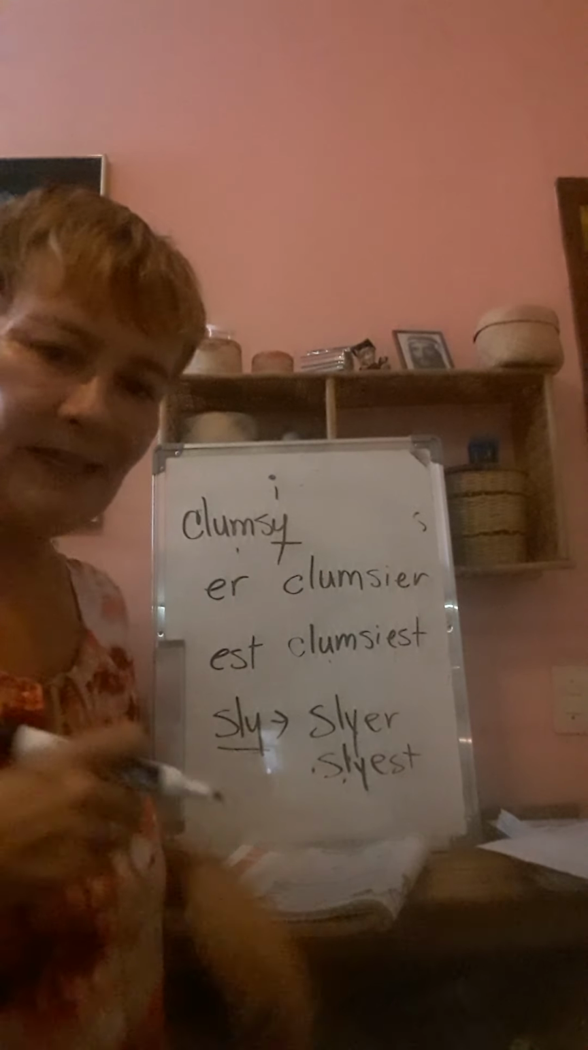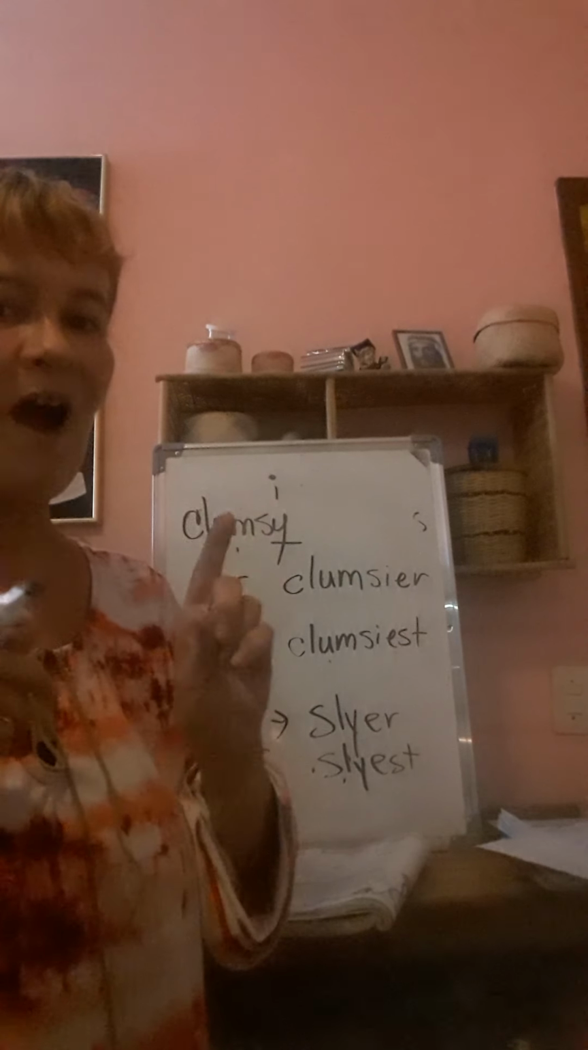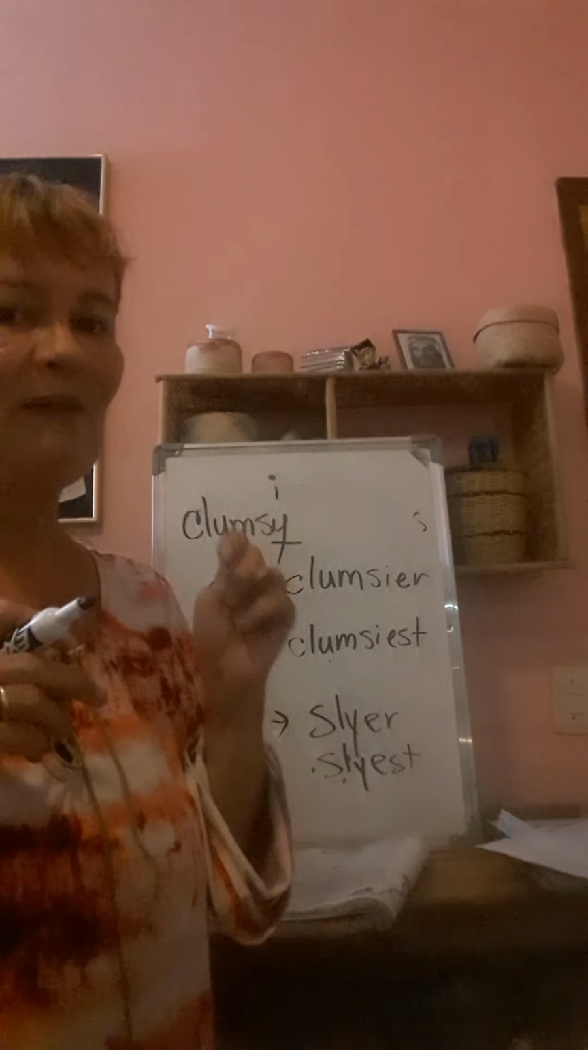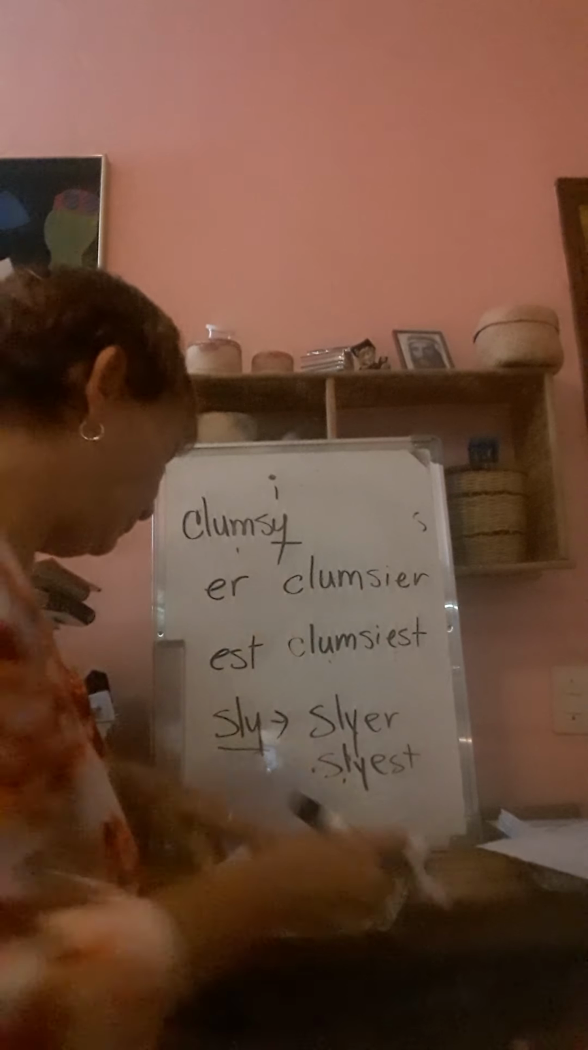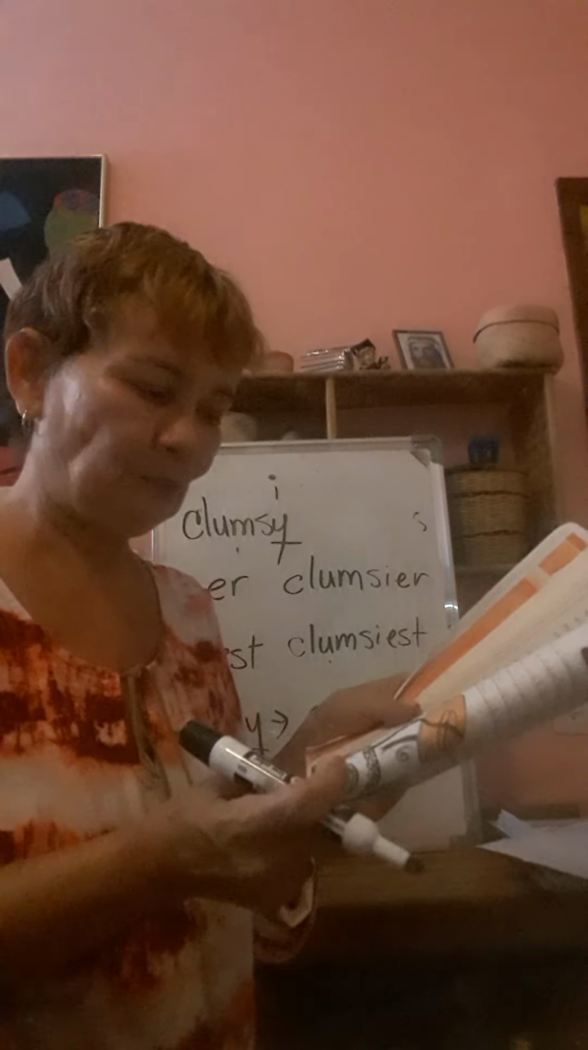I hope you're paying attention to this. This is very important. Remember, one syllable, the Y stays there. Two syllables, you have to change the Y to an I. And at the end, you have a text, and you have 5 words that you need to circle. And that's pretty much it.